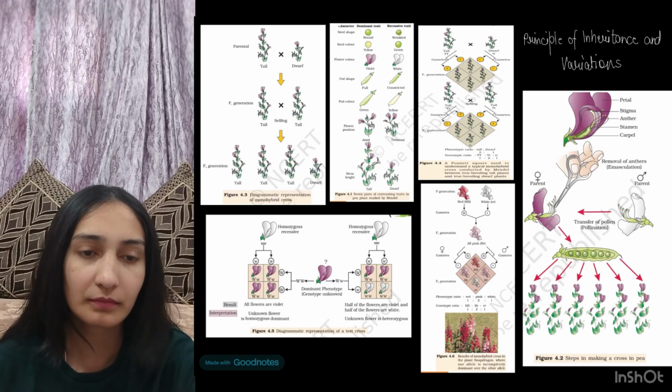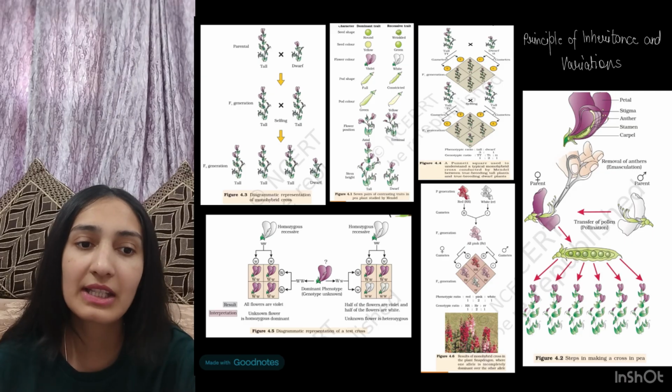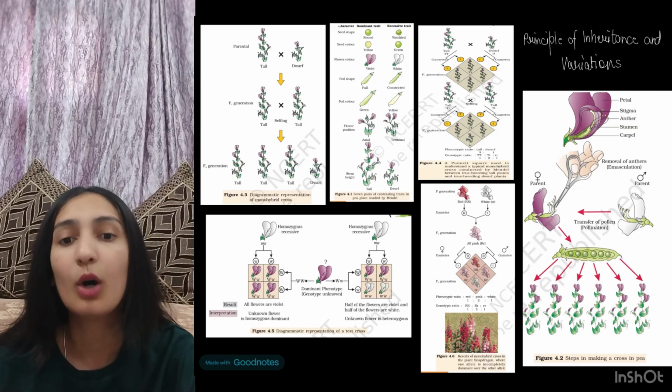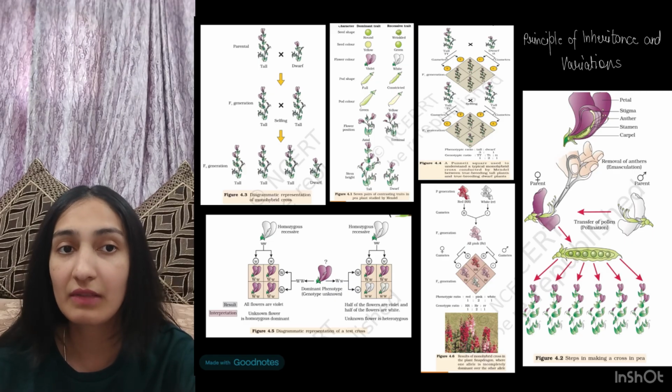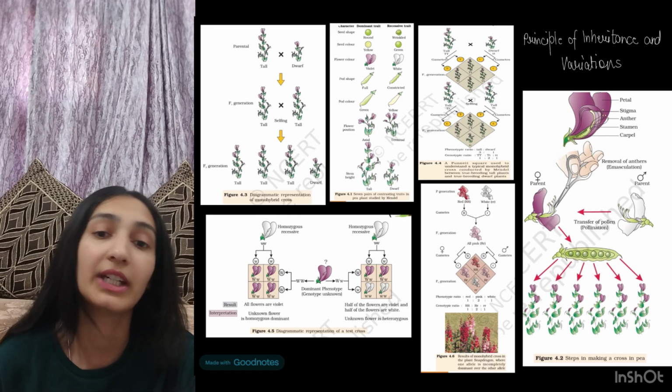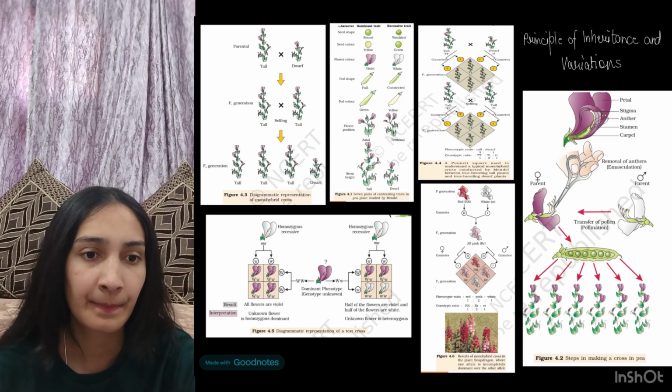Okay. Now, figure 4.1 depicts the 7 pairs of contrasting traits in pea plant which was studied by Mendel. All of these are very important. And what are these? We have seed shape, seed color, flower color, pod shape, pod color, flower position, and the stem height.